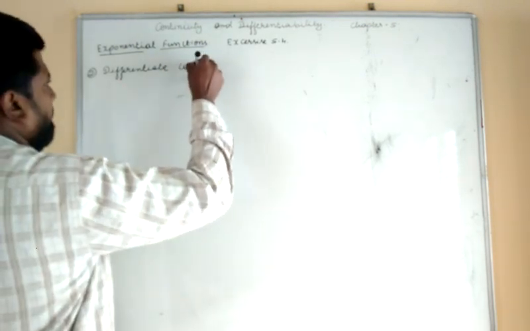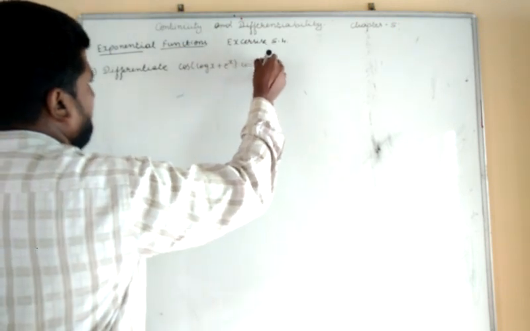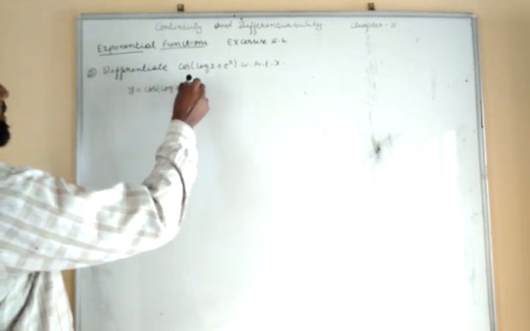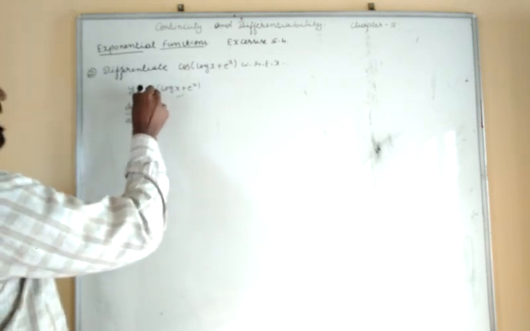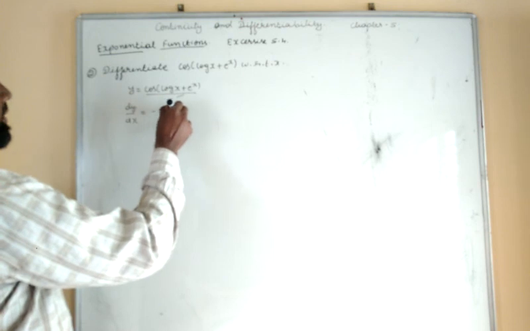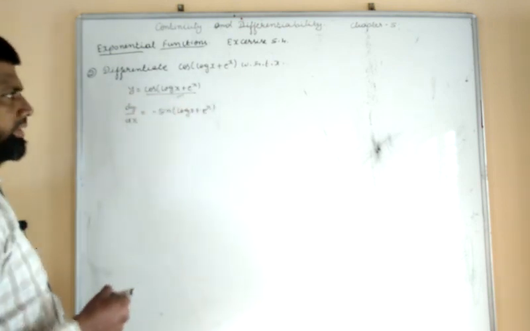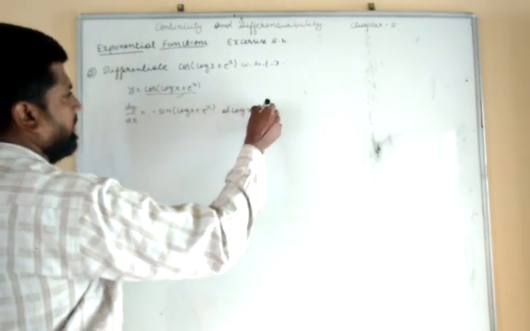Cos of log x plus e to the power of x with respect to x. Okay. Let us take the given function y is equal to cos of log x plus e to the power of x. Differentiation of y with respect to x. Cos x differentiation is minus sine of log x. In the place of x, here log x plus e to the power of x is there. Again differentiation of log x plus e to the power of x.